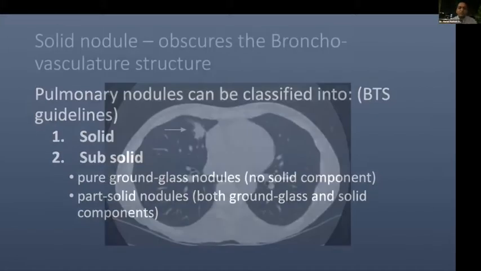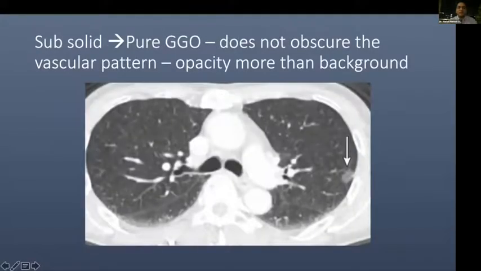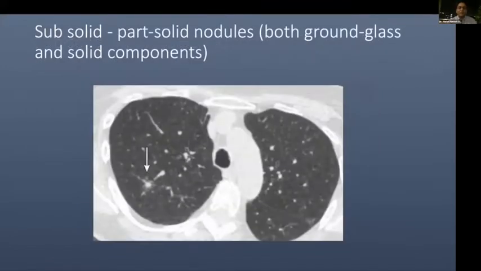When you define a solid nodule, the first thing you have to notice is that it obscures the bronchovascular structures. So it's purely solid, and the bronchovascular structures behind it are completely obscured on the CT scan. Whereas for a GGO, if it's a pure GGO, you can see here, it does not obscure any of the bronchovascular structures, and the opacity is just slightly more than the background. And of course, the subsolid nodule has a combination of both a solid component together with a GGO component.